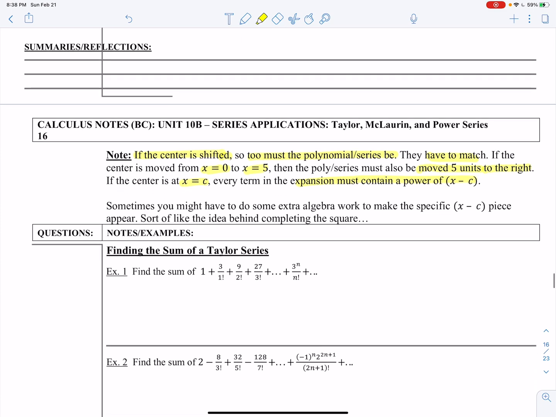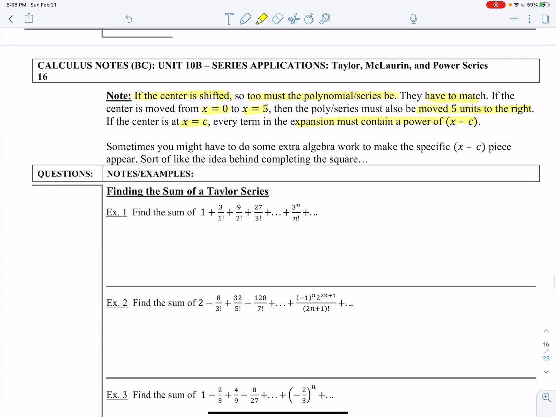Now sometimes you might have to do some extra algebra in order to get a specific x minus c to appear. Sort of like the idea behind completing a square. Okay? Now the last thing that I want to go through before we switch gears is I want to show you some different AP style questions that you could see.